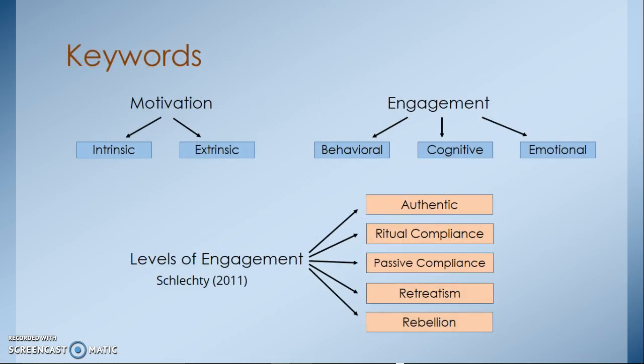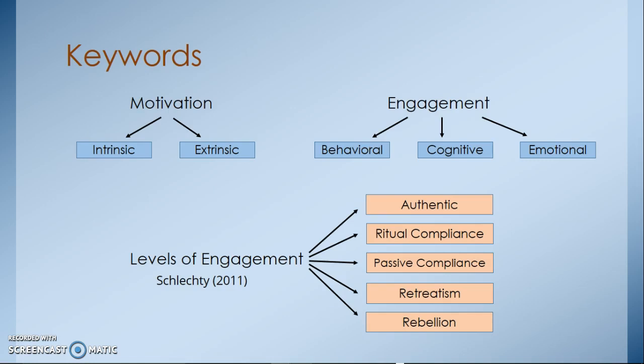Some of the keywords that I'll be talking about are motivation, of which there are two types: intrinsic and extrinsic. Intrinsic is when someone is motivated because they have a personal value to it. And extrinsic motivation is when someone does something because of the rewards that come with it.